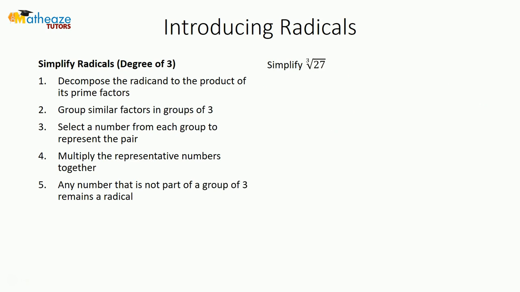Now let's look at degree 3. We're going to follow the same method. The only difference here is we're only going to be interested in grouping by threes, and any number that does not have a group of 3 is going to be under the radical sign with a degree 3. So 27, we have 3 and 9, we have 3 and 3. So 27 is 3 times 3 times 3. So we have a group of 3, so we're going to bring that out here. So the cube root of 27 is going to be equal to 3.